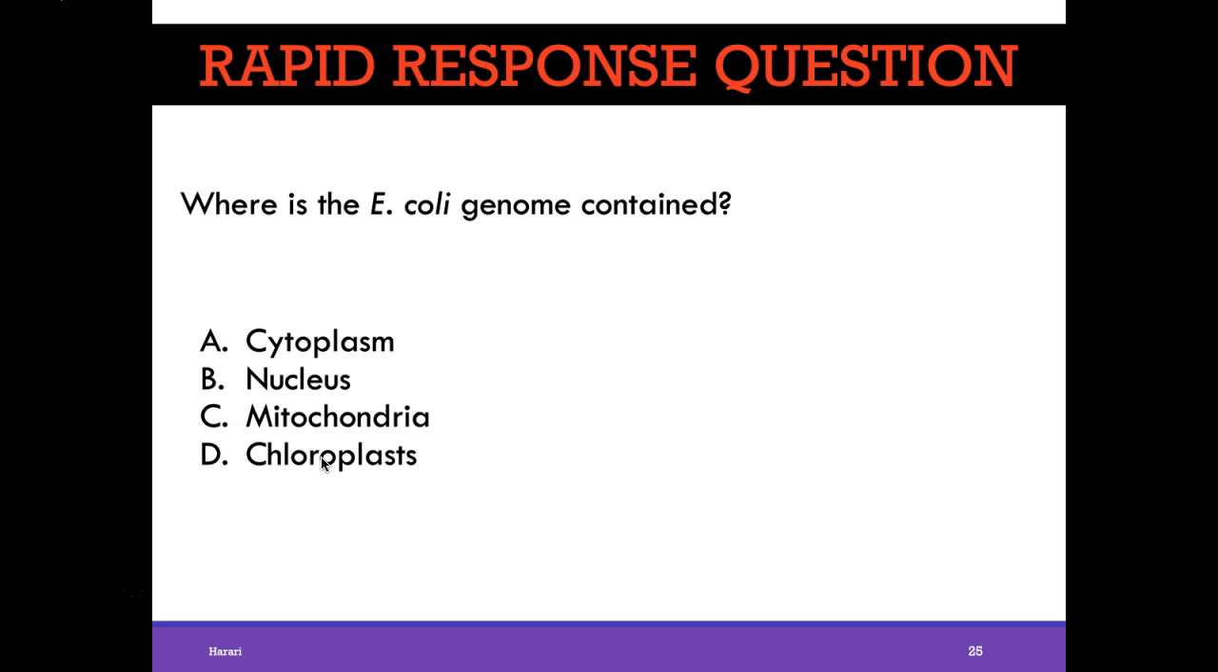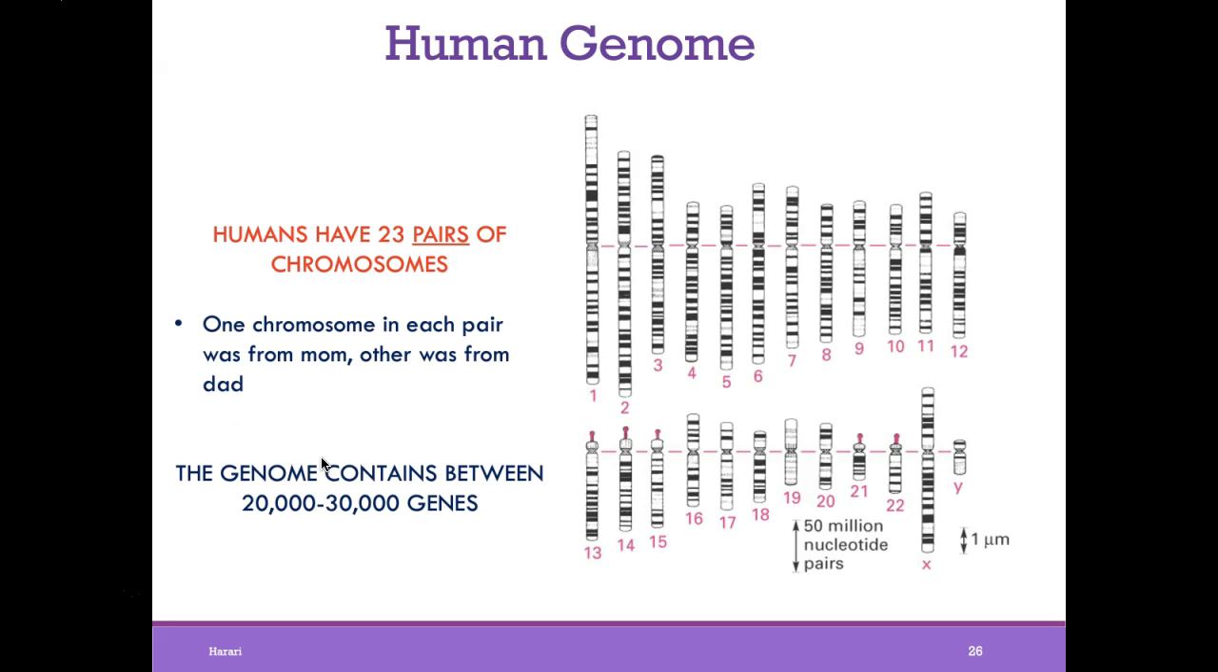Where is the E. coli genome contained? So pause here. And this answer is specifically A, the cytoplasm. So like I said before, humans have 23 pairs of chromosomes. We get one set of 23 chromosomes from mom, one set of 23 chromosomes from dad.